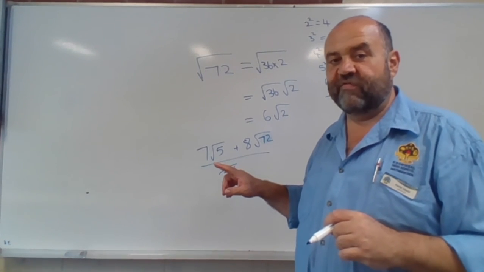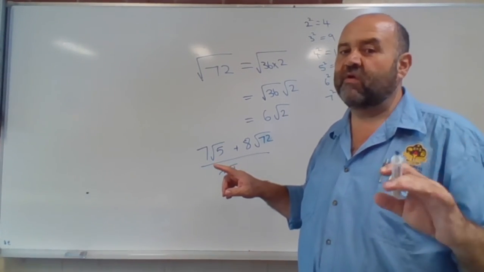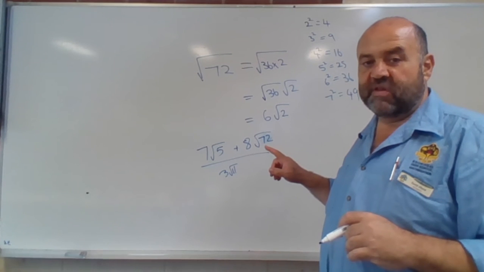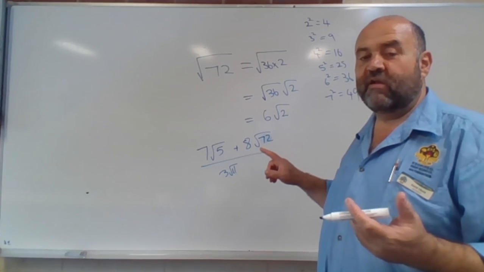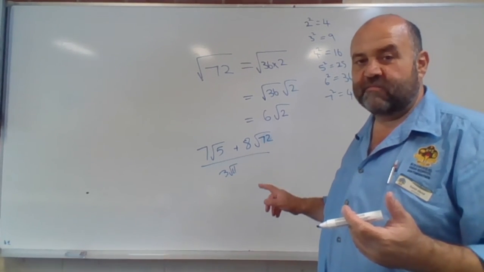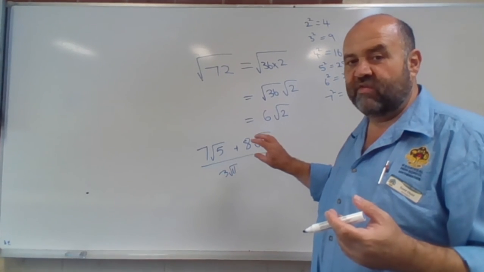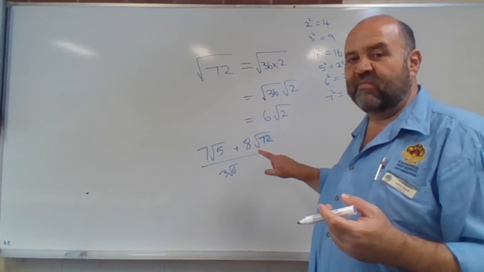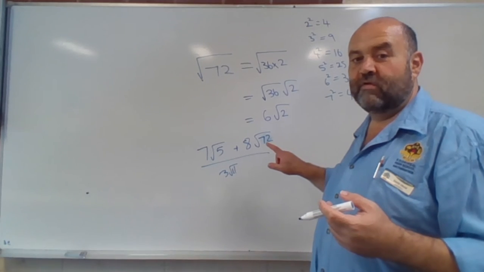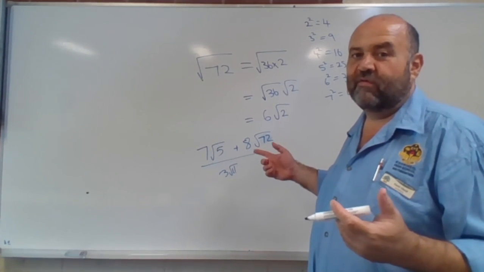Can I simplify the root 5? No square numbers go into it. Don't worry about it. Can I simplify the root 72? Yeah, I can. So I just go through the same process with that root 72. So I'd end up with 8 times 6 root 2. That'd be 48 root 2.